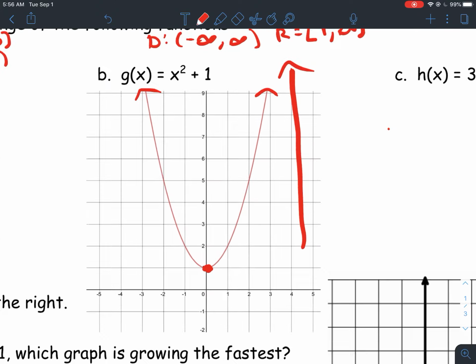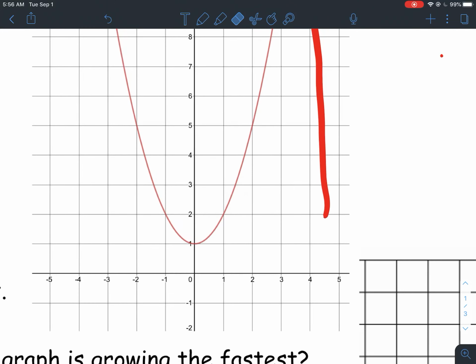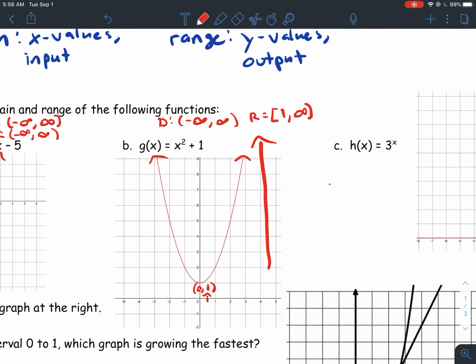Now notice this function actually equals 1. Right? This point is (0, 1), and that's the lowest y value. So we use a closed bracket for the 1 to indicate that the function actually equals 1, and it's going to go off into positive infinity.